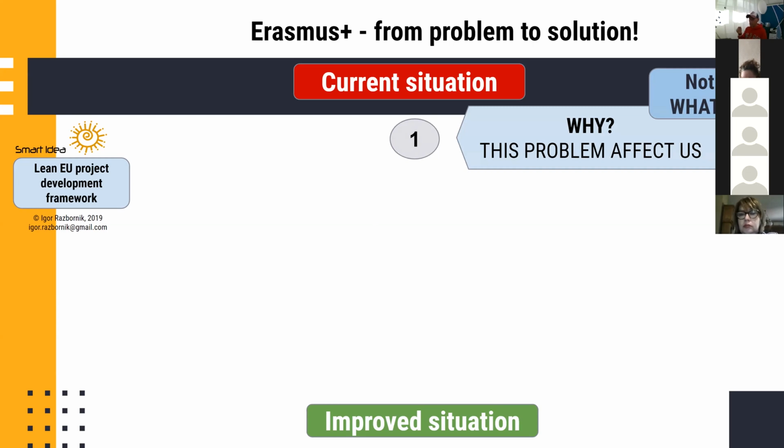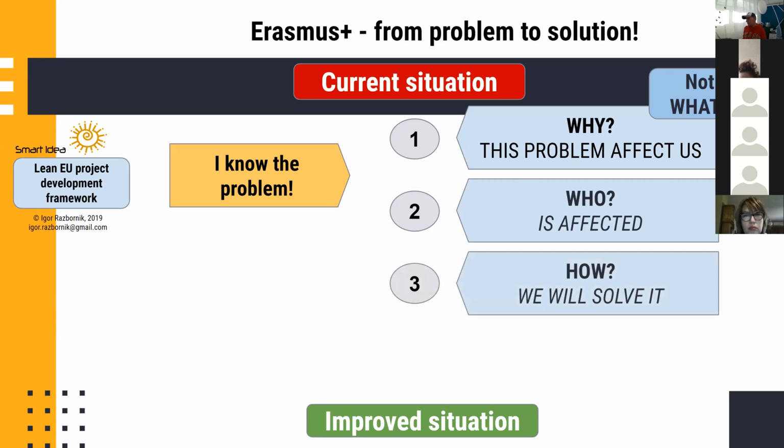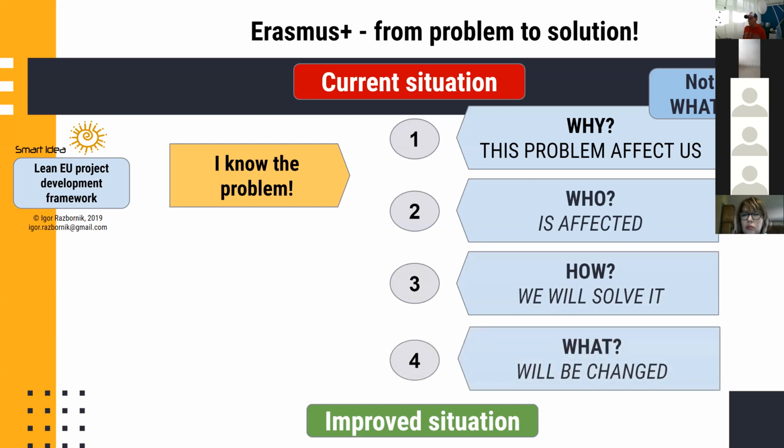Every time you need to start with why we have this problem, why we are starting this project, and then who is affected. This is very important for the evaluator, to explain that I know the problem. So I'm the person who can work on this project because I know everything about that, and then I will start from that point. Then you start to say how we will solve the problem and what will be changed after my project. And this explains to the evaluator that I know how to fix it.